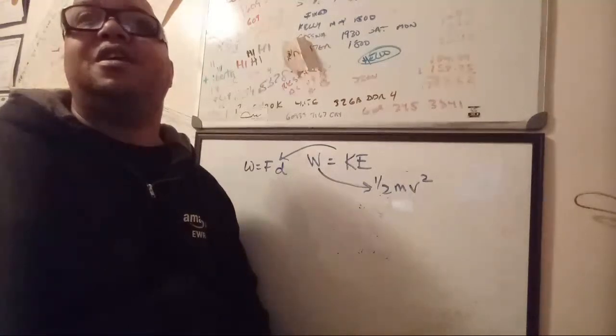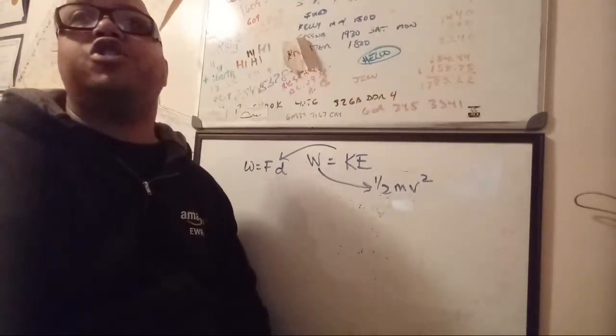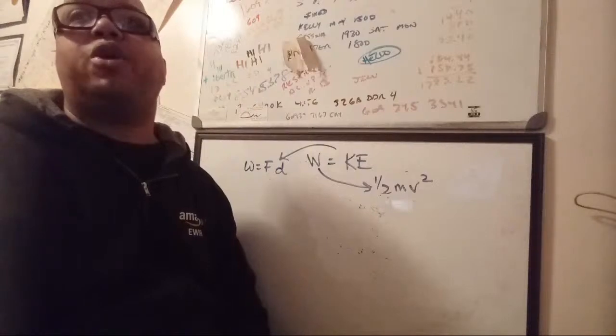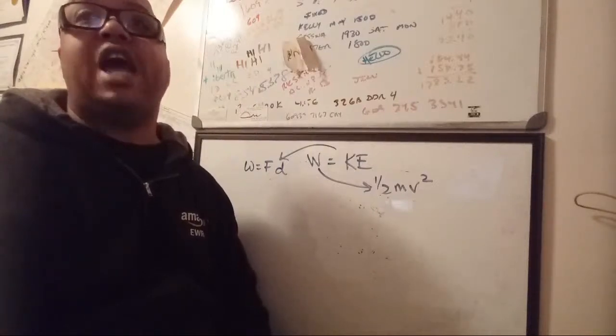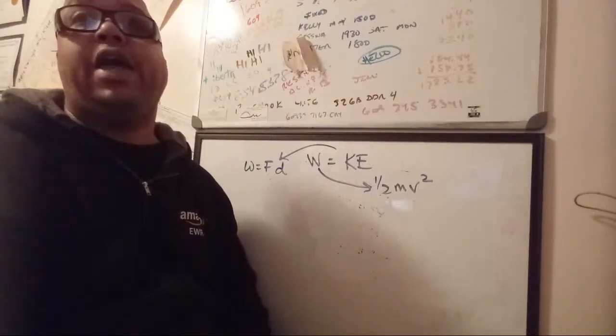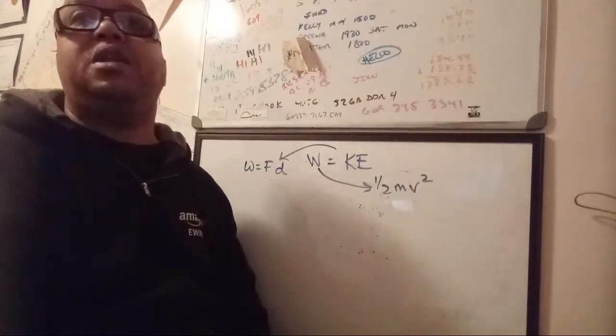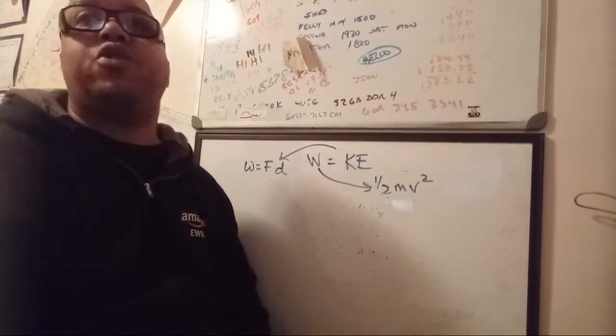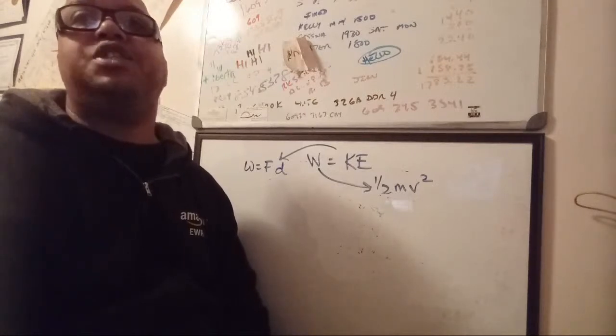Okay. If a large gear drives a smaller gear, which of the following will not occur? A, an increase in rotational speed. B, a decrease in torque. C, a change in rotational direction. Or D, a change in gear ratio.